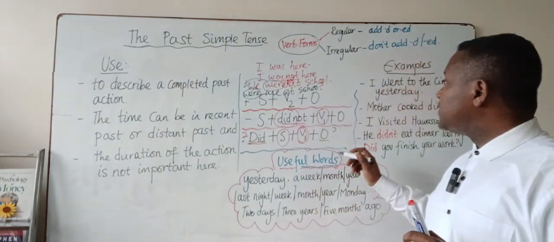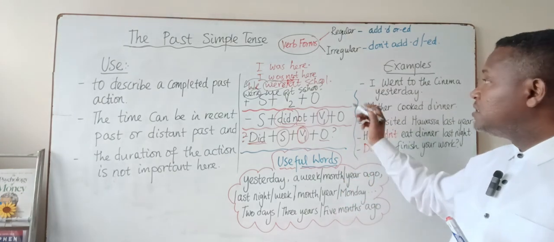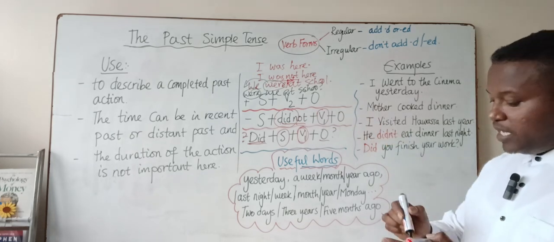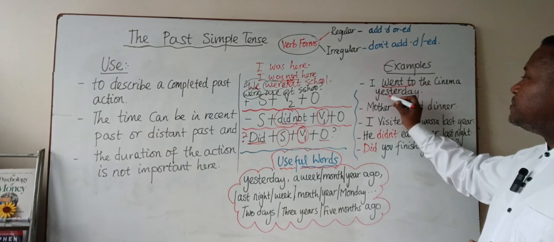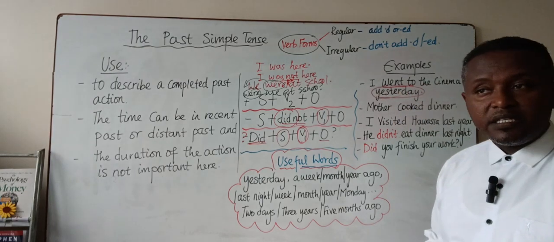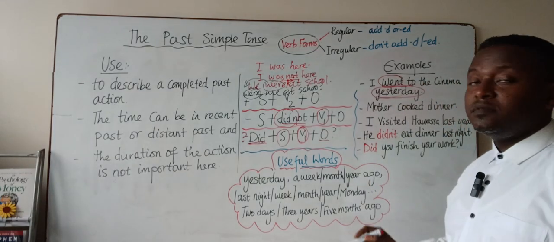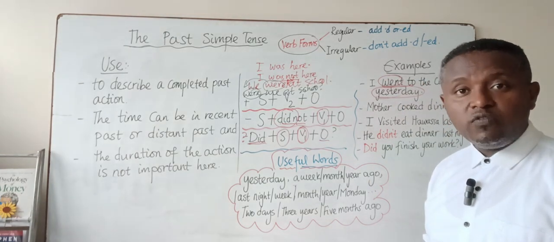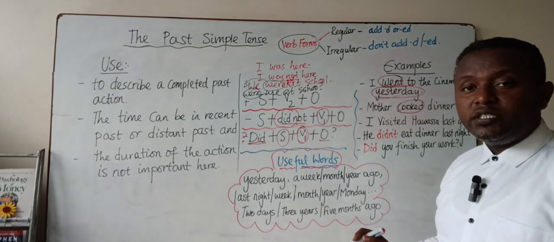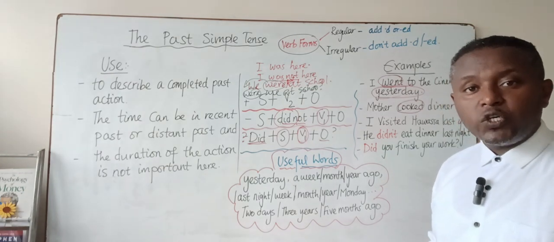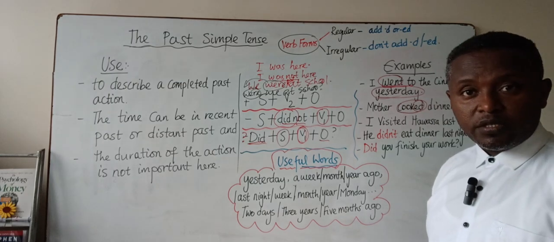All right, then in the last case we are going to see some examples based on the structures we have seen. For example, the first one: I went to the cinema yesterday. Yesterday is a past time, so we use went, which is the past form of go. And the second one: mother cooked dinner. Here, cooked is the past form of cook.